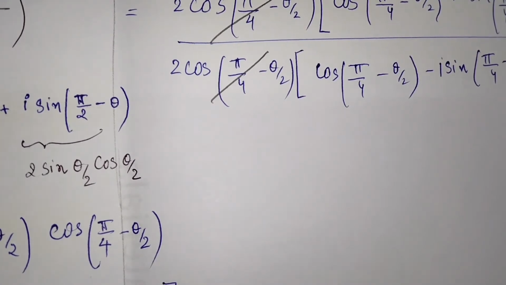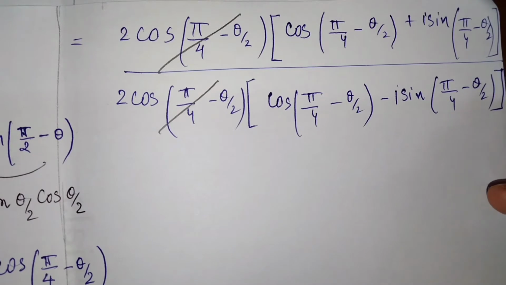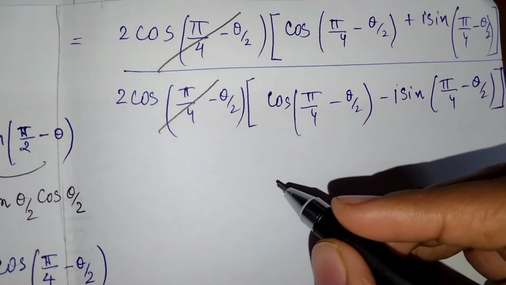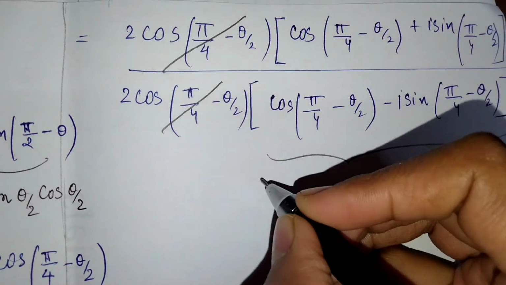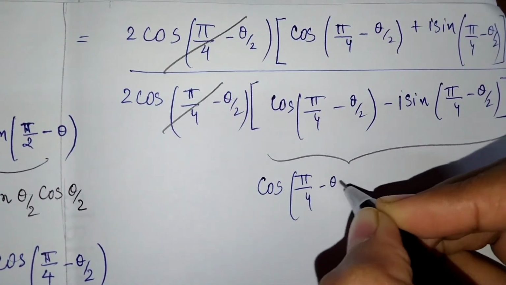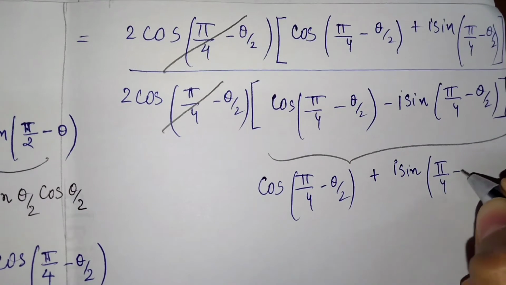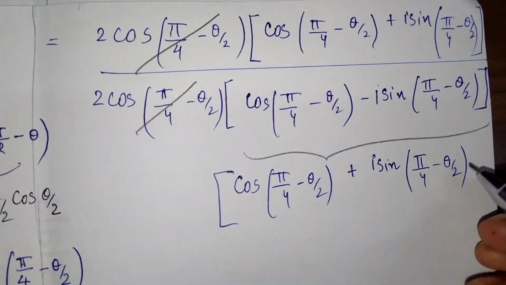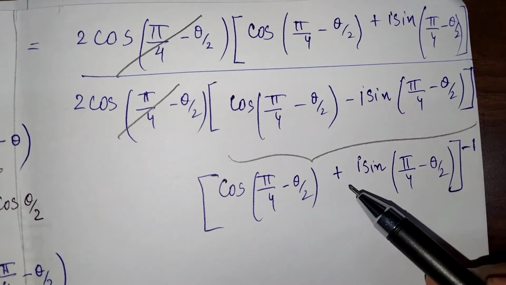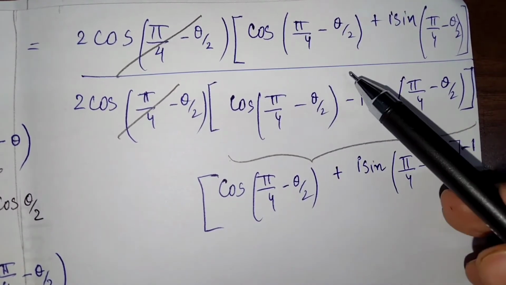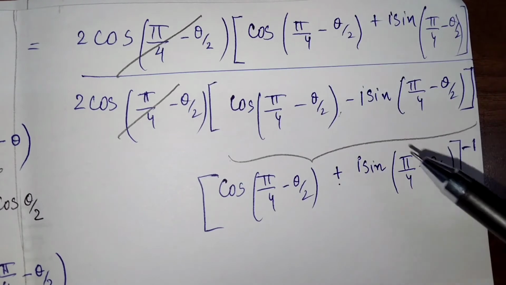And if we take this term in the numerator part, then according to de Moivre's rule, we can rewrite this denominator part as cos(pi/4 - theta/2) + i sin(pi/4 - theta/2), whole raised to -1. It means the term remains the same, because when we multiply the -1 inside according to de Moivre's theorem, we get this same term. So we changed the sign to plus. Why did we change it to plus? Because we can take it to the numerator part. If two terms are the same, it moves to the numerator part.